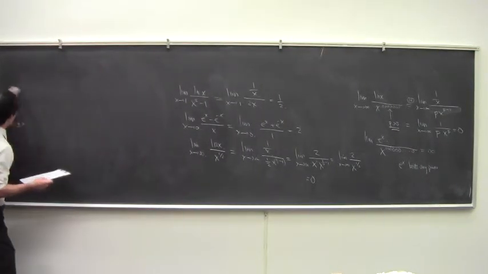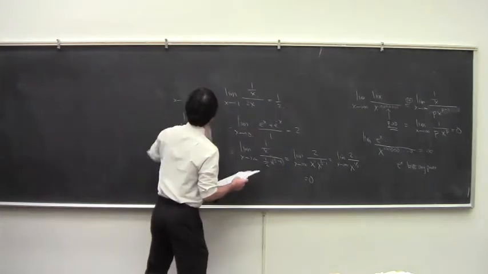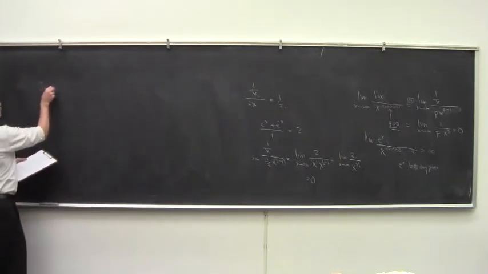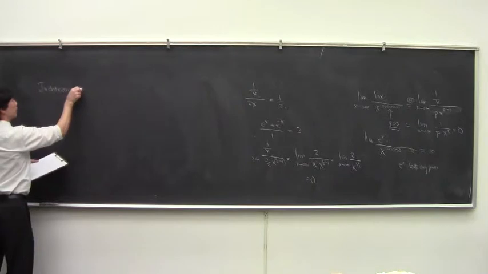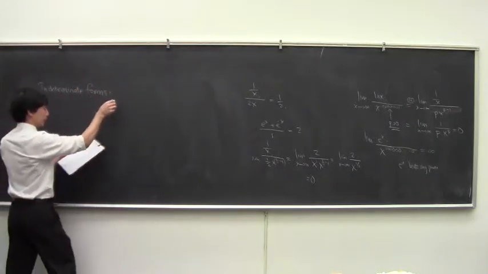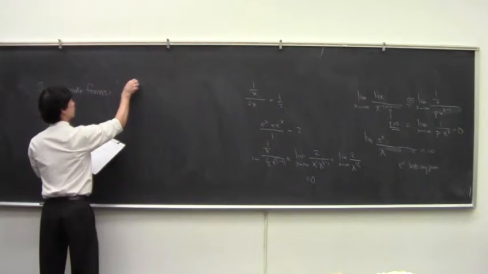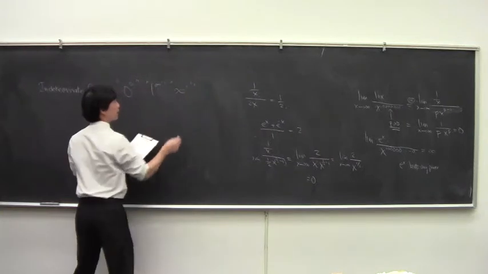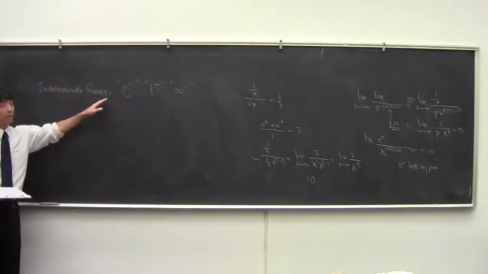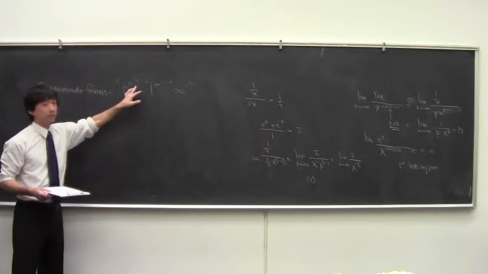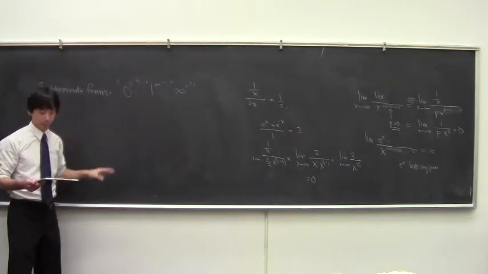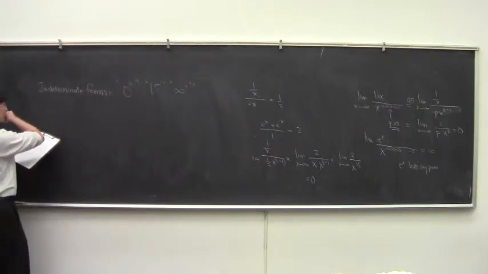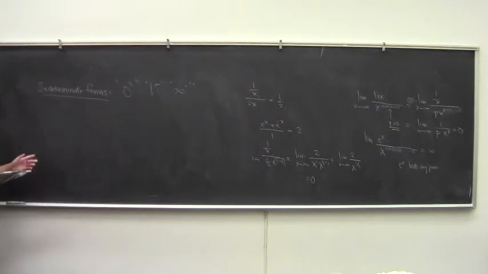L'Hopital's rule can be extended to things which are called indeterminate forms. And they're usually notated 0 to the 0, 1 to the infinity, infinity to the 0. Okay. None of these things make sense in and of themselves. Rather, they're used to describe something. So things that need to be puzzled out.